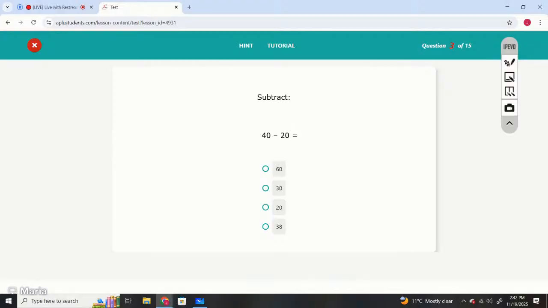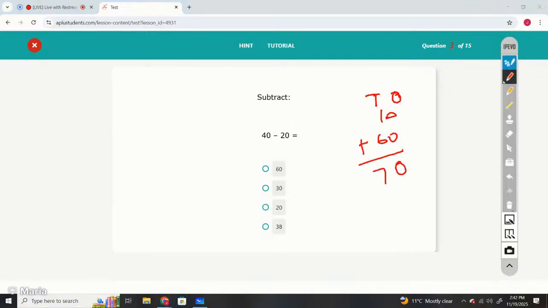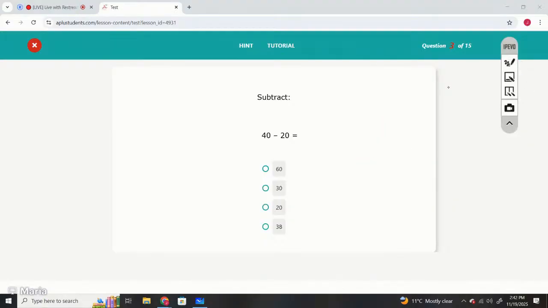40 minus 20. So just subtract the digits that are at the ones position. So 0 take away 0 is 0. And 4 take away 2 is 2. So the correct option is, very good, that is 20. 40 minus 20 is 20.